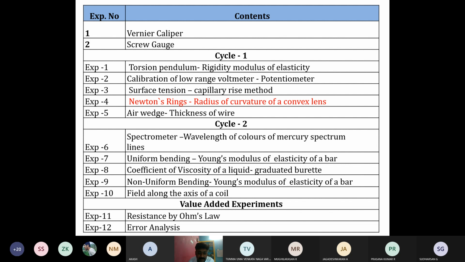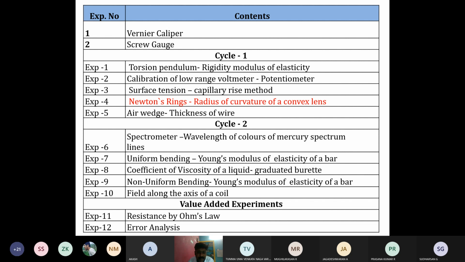By introducing the specimen, we get an air wedge. That air wedge is the air gap. When light falls on the air wedge or air gap, as a result, we get an interference pattern. From that interference pattern, we measure the thickness of the given material. Here the thickness is in the range of microns. So micron level thicknesses are measured with the help of the air wedge experiment.